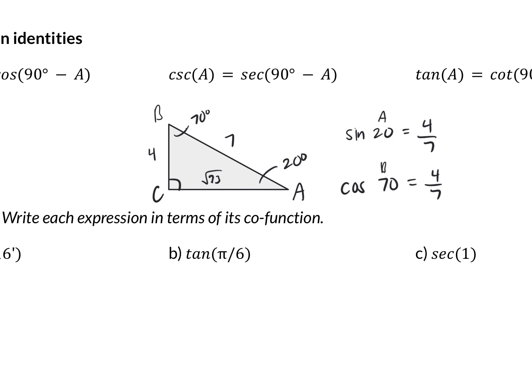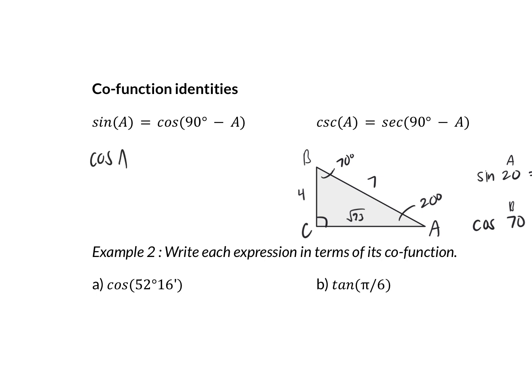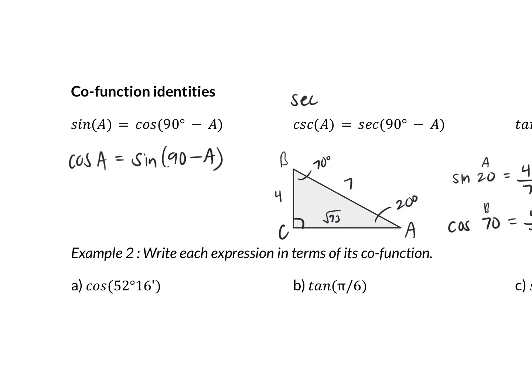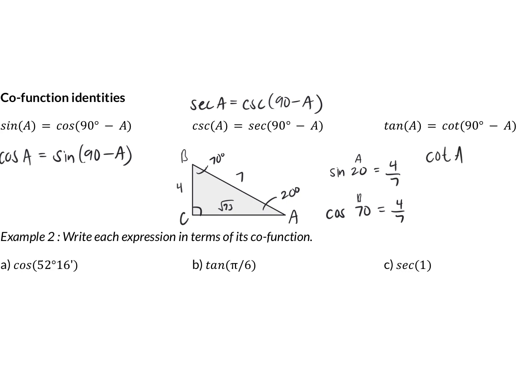So if you look at this formula over here for sine, it says that sine of A, or sine of 20 in our case, is equal to cosine of 90 minus 20, which is 70. So cosine of 70 is equal to sine of 20. Do you guys agree from that picture? That's all that identity is saying. And it also works the reverse way as well. So if I had cosine of A, that would be sine of 90 minus A. For cosecant, secant of A is equal to cosecant of 90 minus A. And then cotangent of A is equal to tangent of 90 minus A.